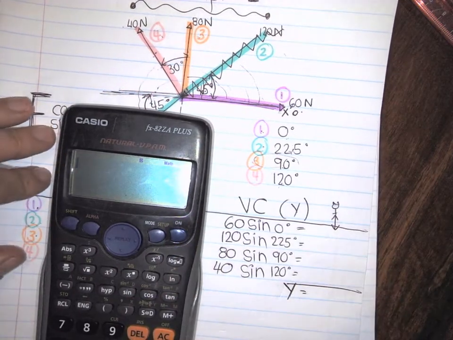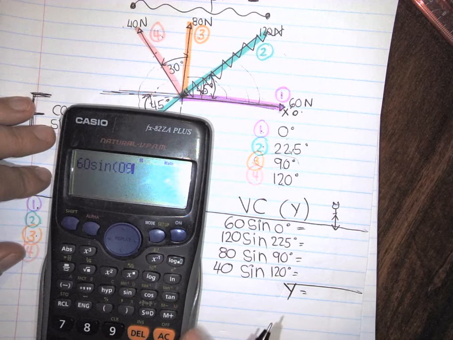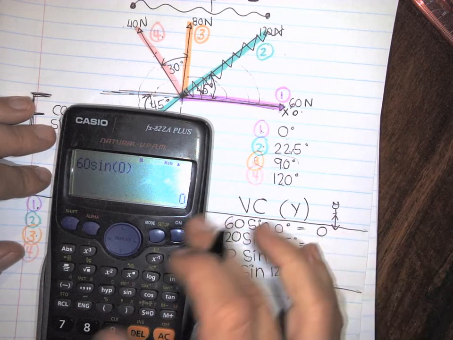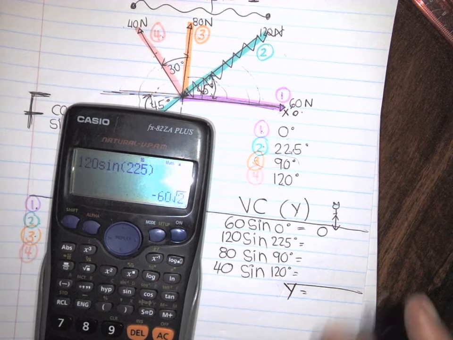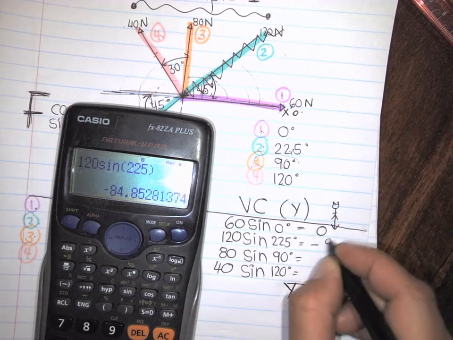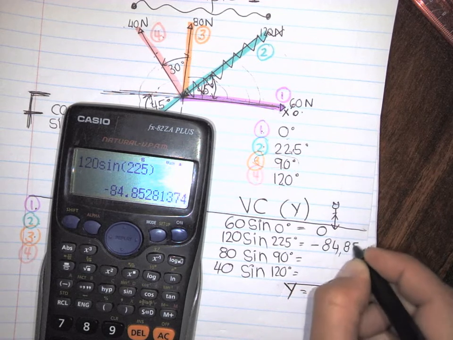Okay, then on this side, 60 sin 0 is 0. 120 sin 225 is minus 84,85.